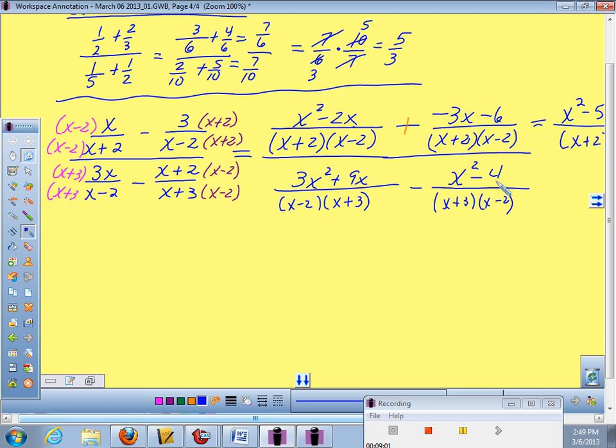Now come back here and go, okay, I don't want that subtraction. I'm going to change it. If I make this a plus, what's it do to those? Switches everything. Now add up your like terms.